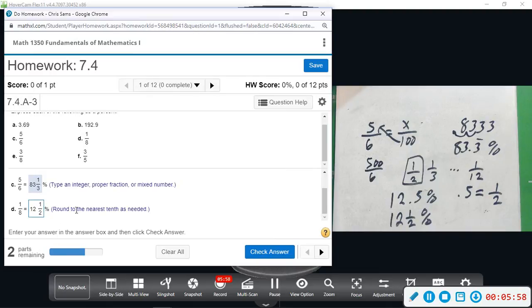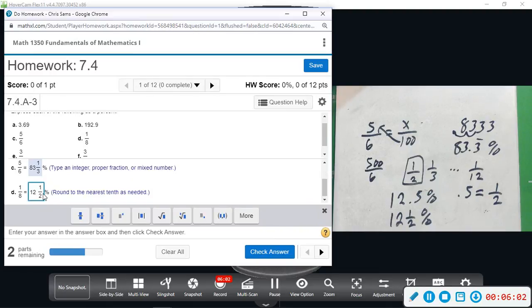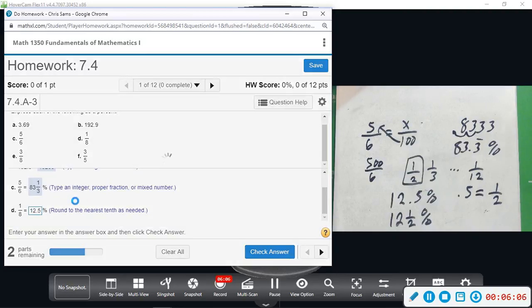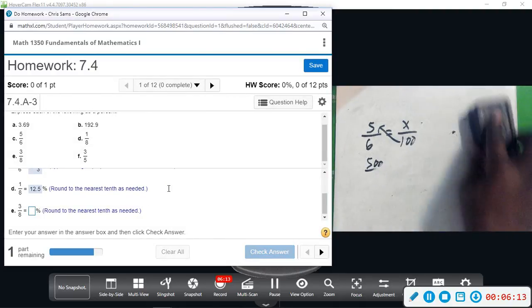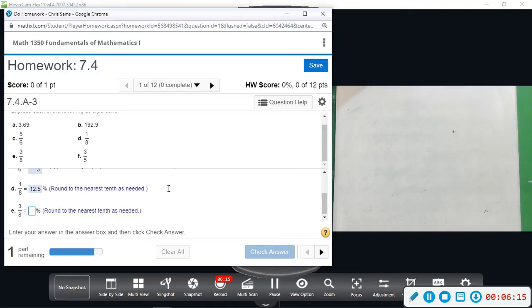Okay, so round to the nearest tenth. This one actually wants us to round to one decimal place. I didn't read that. 12.5 this time. So you just have to be careful to see what they're asking. I just assumed they wanted the same thing since it was a fraction.